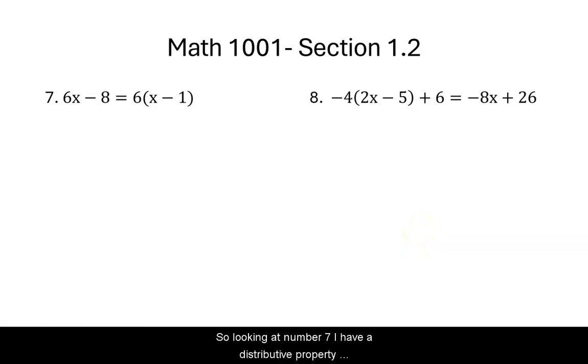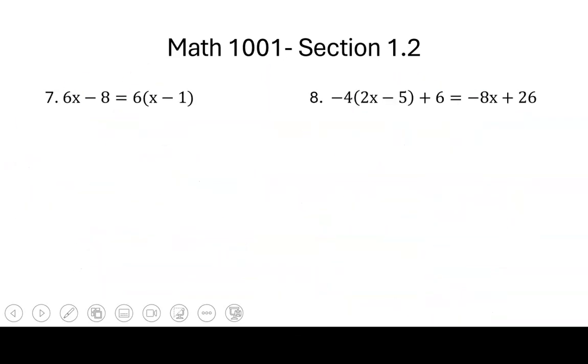So looking at number 7, I have a distributive property on the right side. So I need to distribute that 6 to both sides. So I'm going to bring down my left side and distribute that 6. 6 times x is 6x. 6 times -1 is -6.